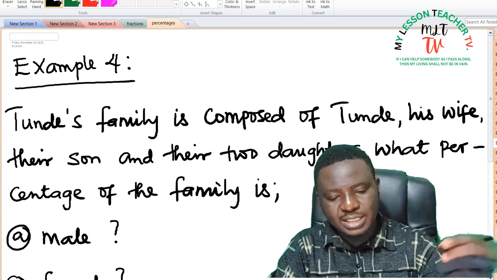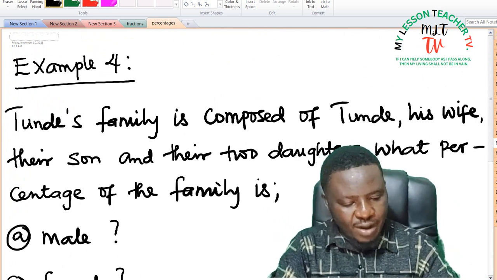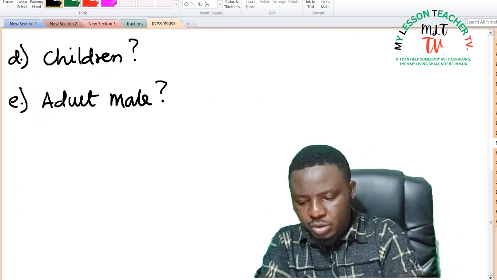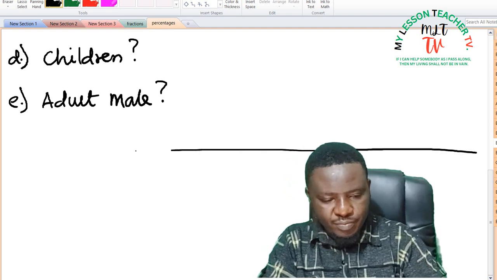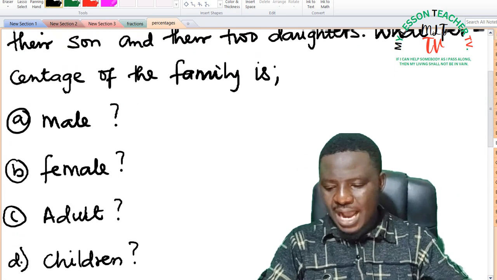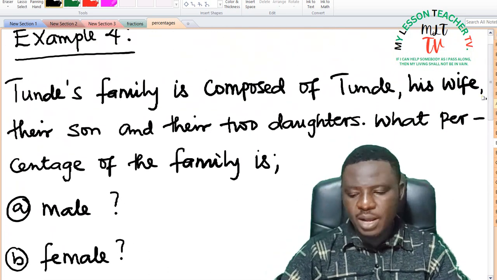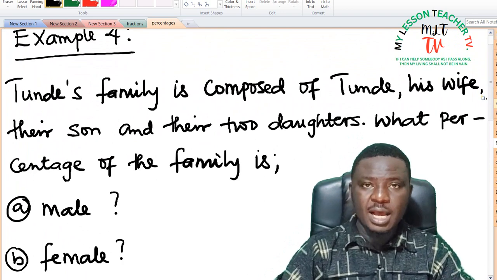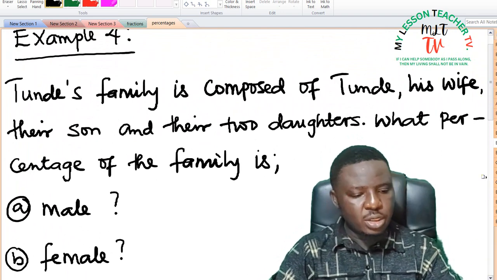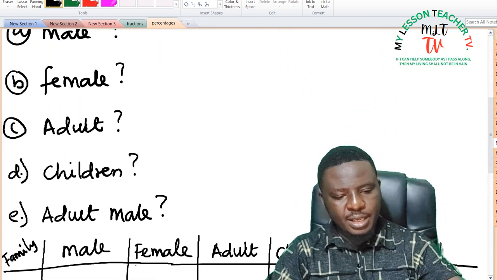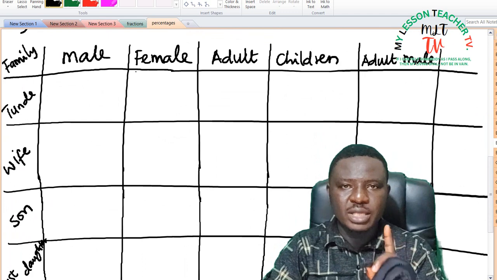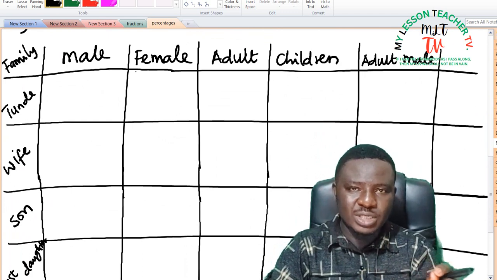So let's try to understand Tunde's family. What I'm going to do, I'm going to represent it in a tabular form. So if this is Tunde's family, this table will guide us in getting the number of all of this, and thereafter we shall then convert them to percentage. So the question is, if it is a yes, I'm going to write a 1. If it's a no, I'm going to present it with a 0.